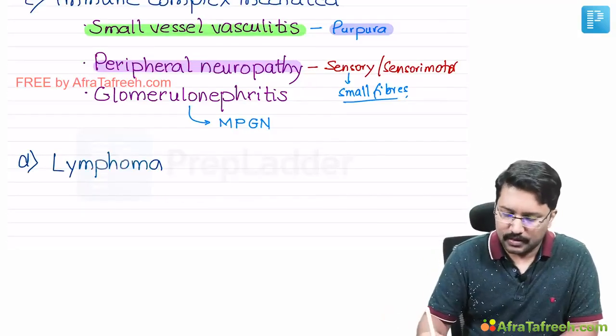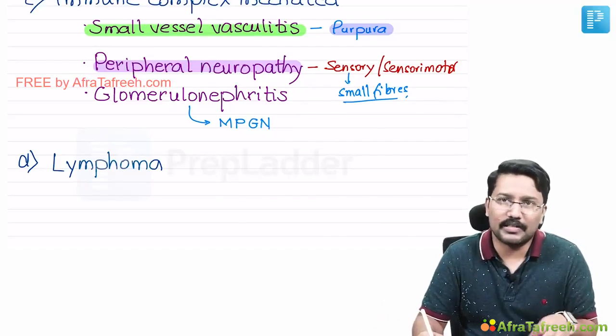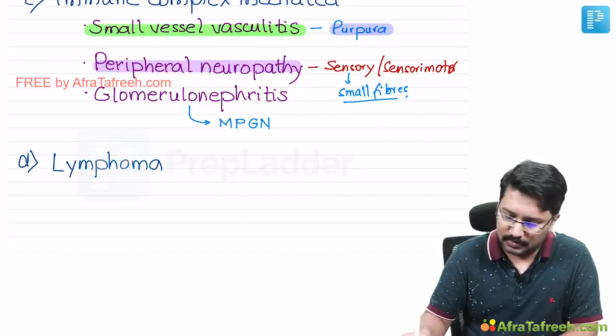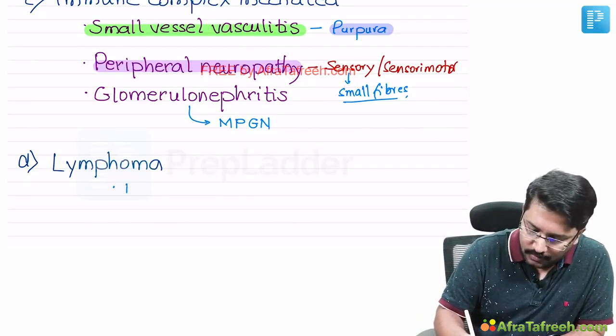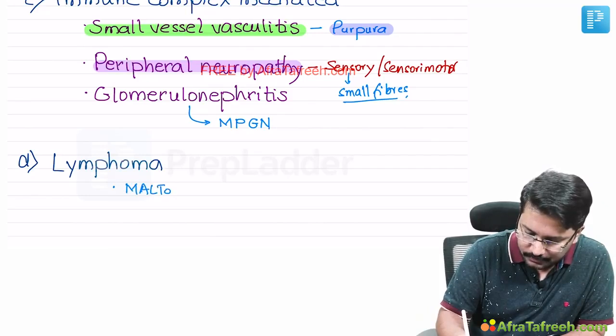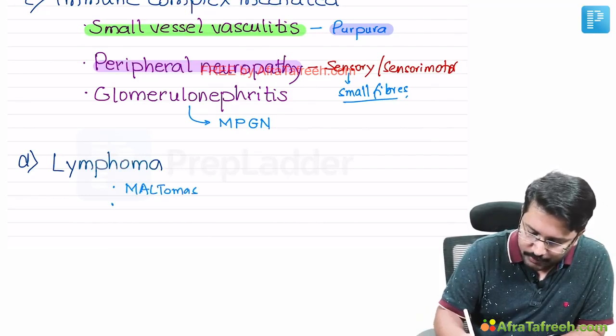Okay. Now, Sjogren's syndrome is also considered an important risk factor for development of lymphomas. So, patients can develop lymphomas in the form of MALTomas and B lymphomas.